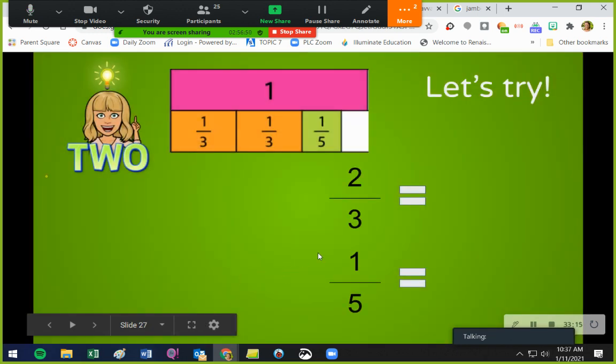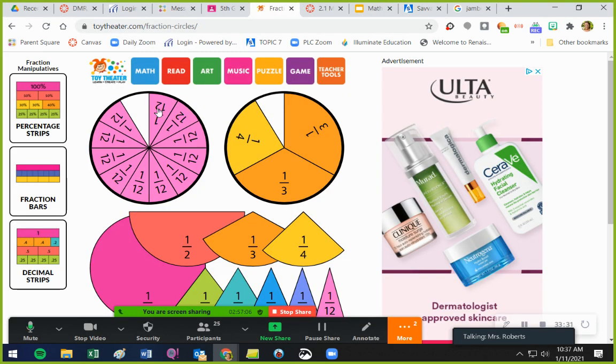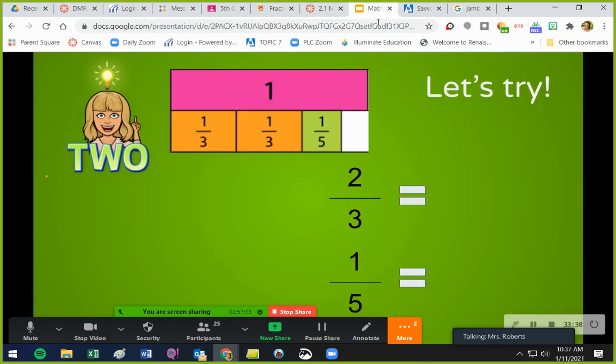Okay? So here's what we're going to try to do. We're going to take 2/3 and split it up into 15ths. Keep in mind the pieces are going to get pretty small, because when we had 1/12, look how small 1/12 is, right? If I have to cut it up even more, it's going to be even smaller than that. So how do I get from 3 to 15? I times by 5. What I do to the bottom, I have to do to the top.